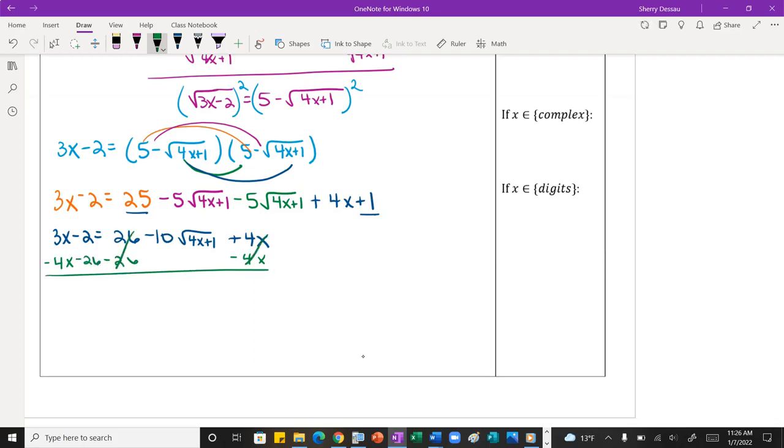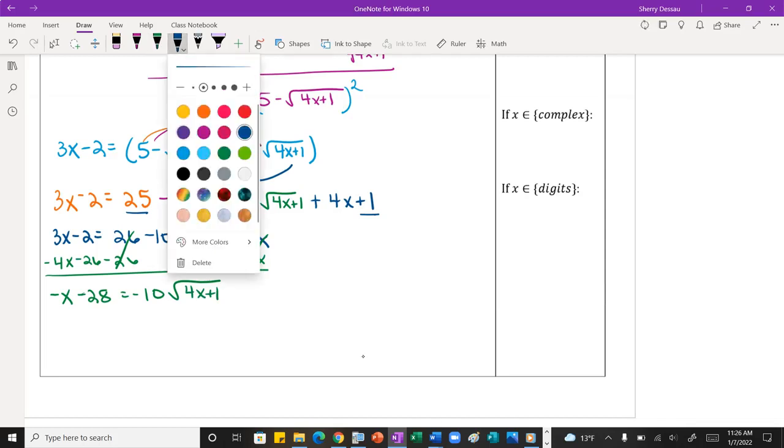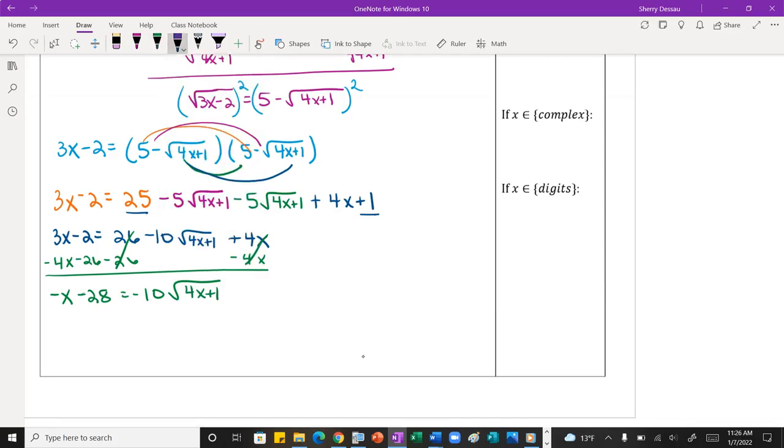Cancel, cancel. I've got 3 minus 4 is negative x. Negative 2 minus 26 is negative 28. And then I've got negative 10 square root 4x plus 1. Now, technically, I could divide by that negative 10 to completely isolate the radical. However, dividing by that 10 is not going to divide unevenly. So I'm not going to do that because when I square, it'll just distribute to the 10.